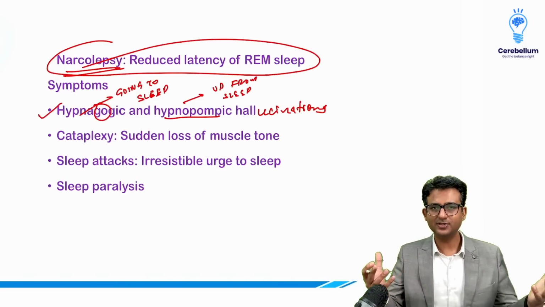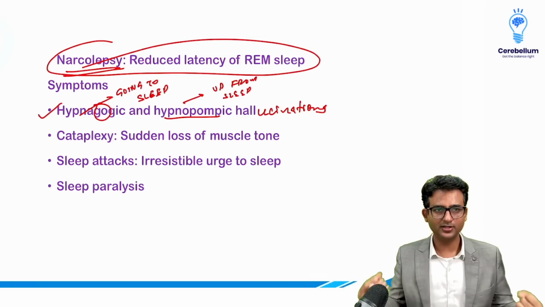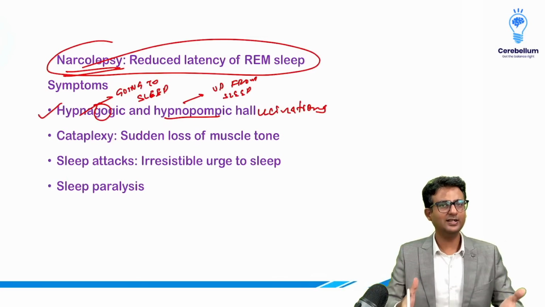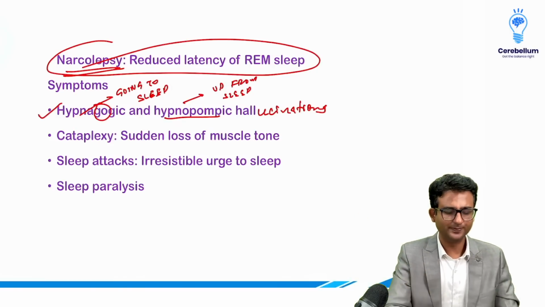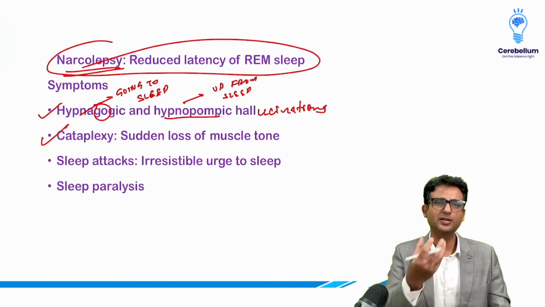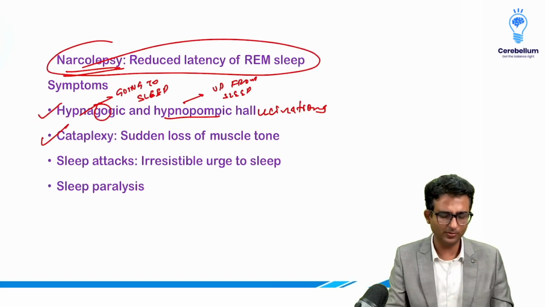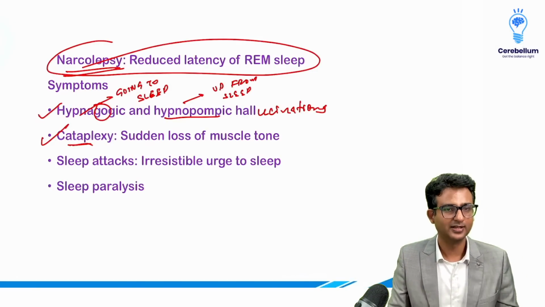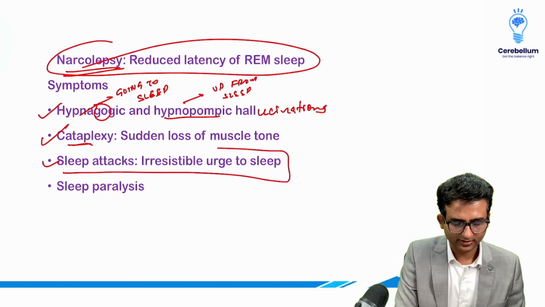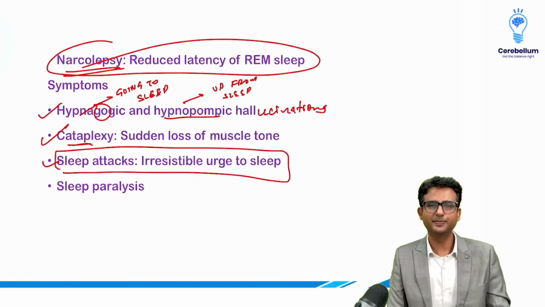What else happens in REM sleep? There is loss of muscle tone. Now you are standing, suddenly REM sleep comes, you lose all the muscle tone, you may even fall. I mean, that rarely happens. Usually the muscle tone is lost in only one muscle group, but there is sudden loss of muscle tone called as cataplexy. Sleep attack, irresistible urge to sleep.